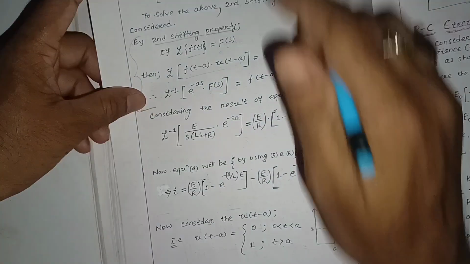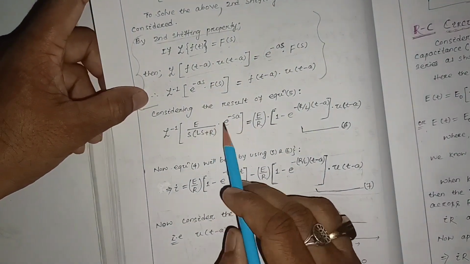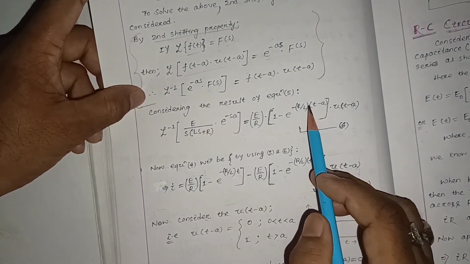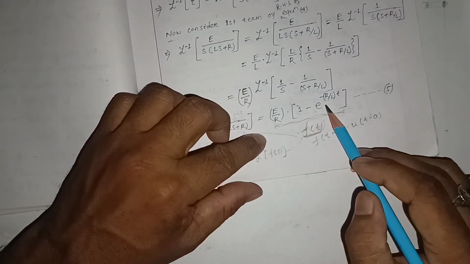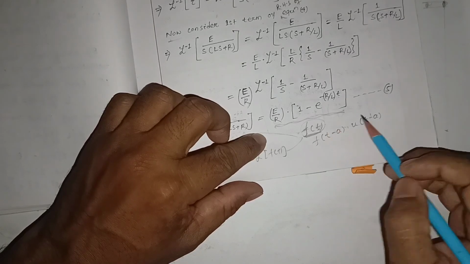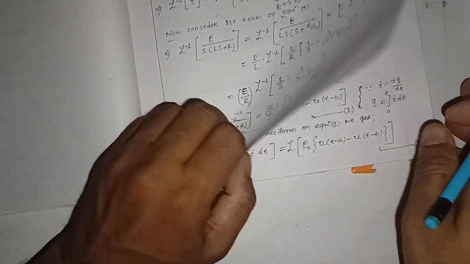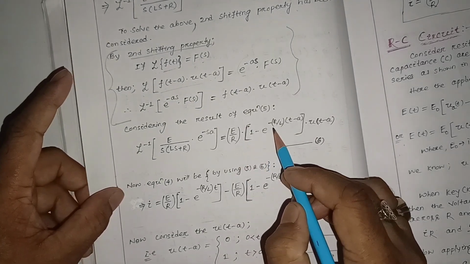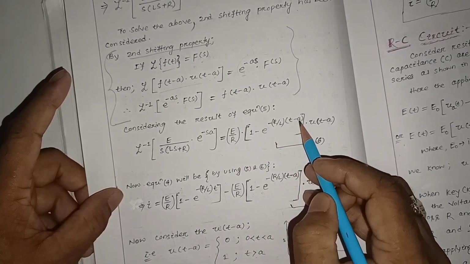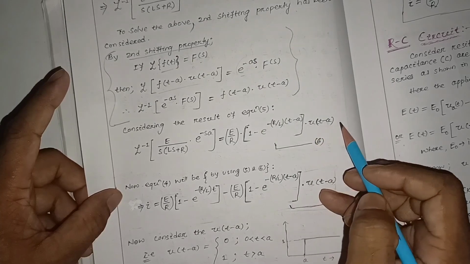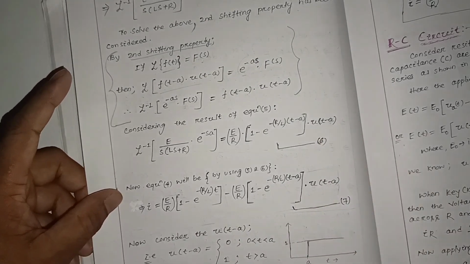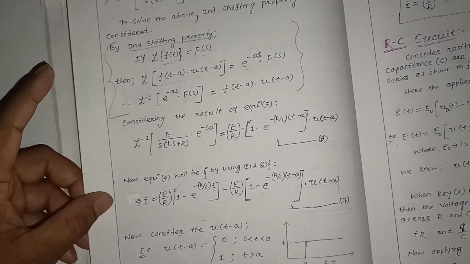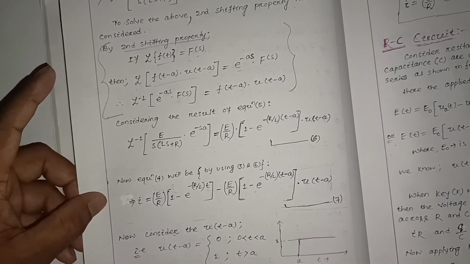So whenever e to the minus s a is going to be multiplied, the answer will be whatever the f of t we found, that will be f of t minus a multiplied with u of t minus a. So the answer will be E by R into 1 minus e to the power minus R by L into t minus a, into u of t minus a. Here u of t minus a is the unit step function. Let this be equation number 6.